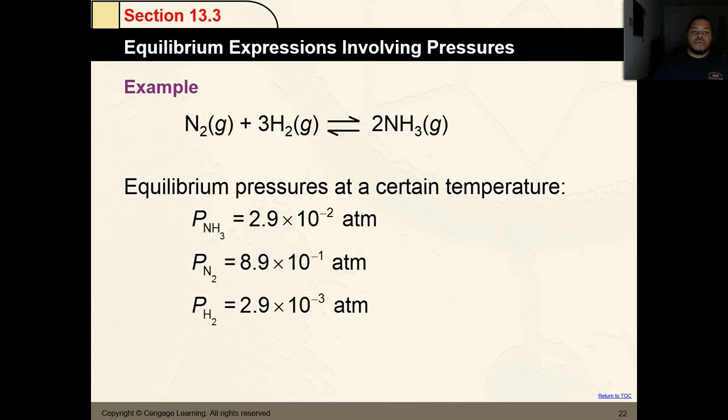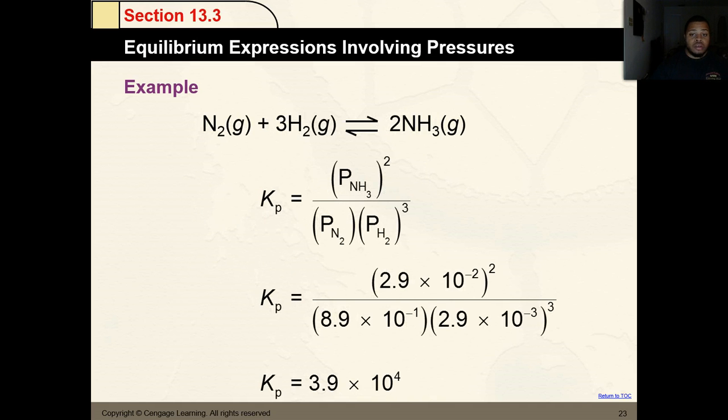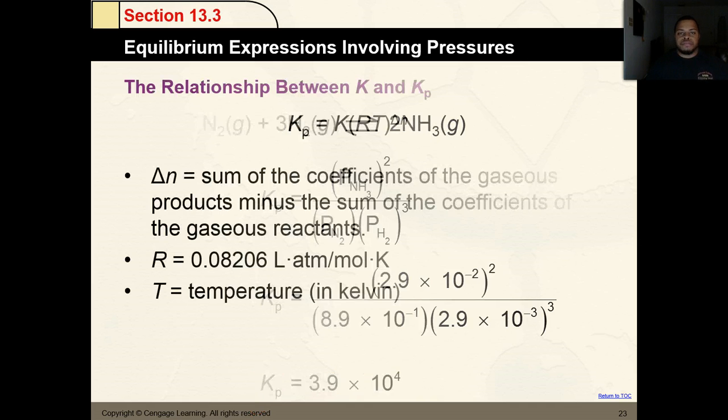So looking at the example, equilibrium pressures at a certain temperature for the pressure of ammonia is 2.9 times 10 to the negative 2 atmospheres. You see the other values for nitrogen as well as hydrogen. We're just going to go ahead and plug those values in. Once we plug those in, we get the actual final value, which is given to you here at the bottom of the screen. Just a matter of solving, okay? Not a lot of this stuff goes back to heavy math, but you will have to do a couple of things that you remember from algebra coming up a little bit later.